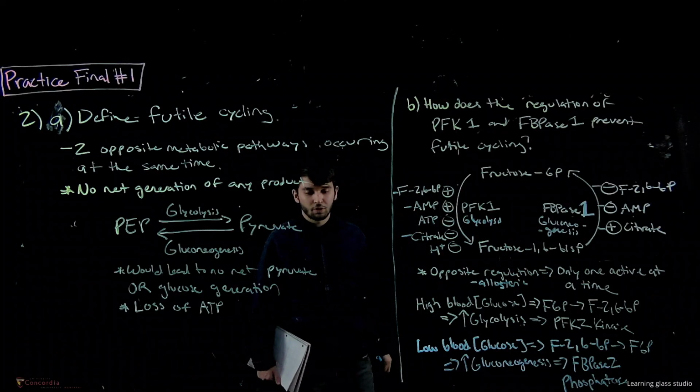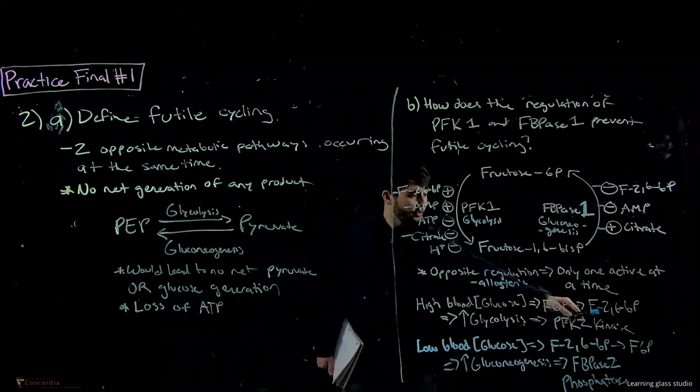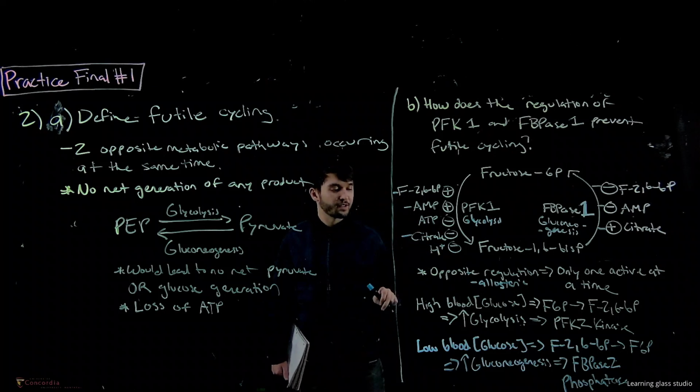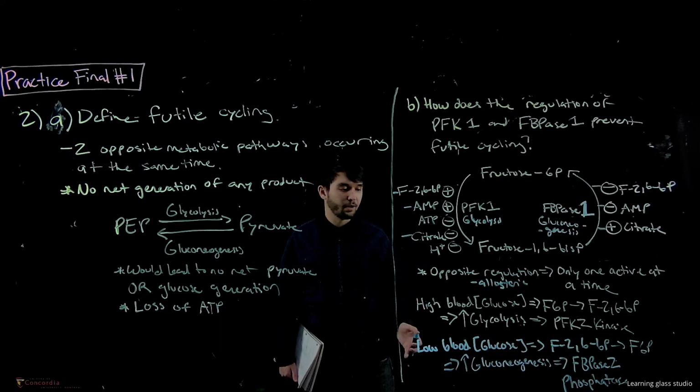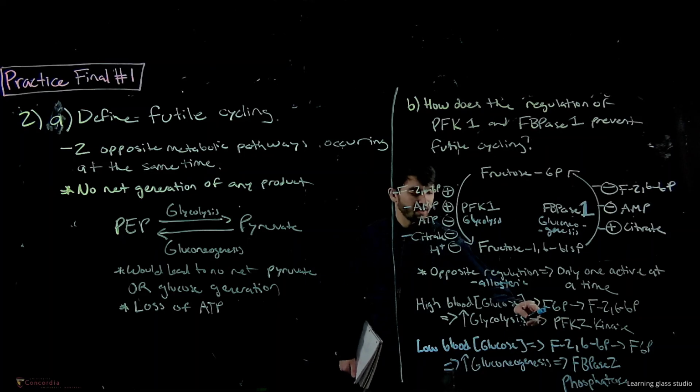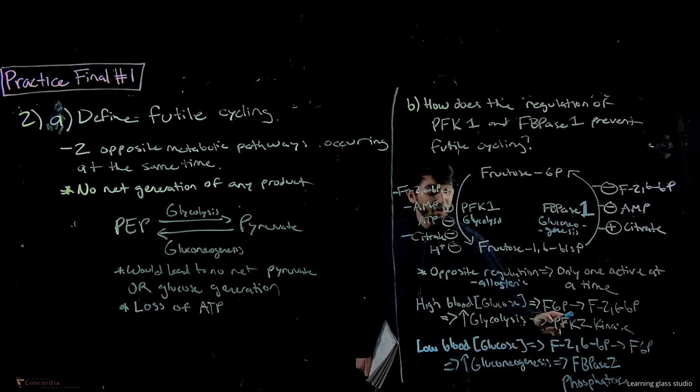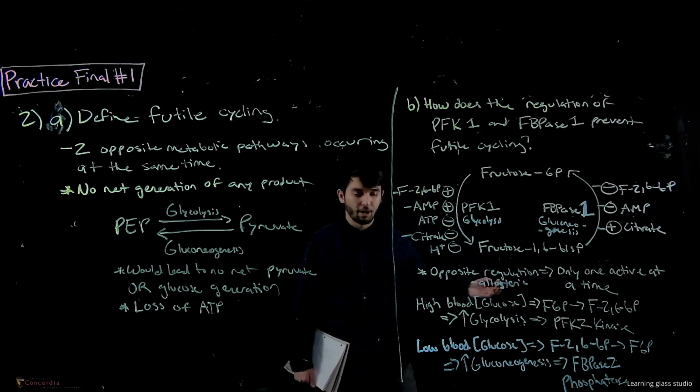Okay, so if we have a lot of fructose 2,6-bisphosphate, that activates glycolysis. So we want that. If we have a lot of glucose, you want to get rid of that glucose, so you activate glycolysis through this mechanism. And the enzyme that converts fructose 6-phosphate into fructose 2,6-bisphosphate is phosphofructokinase 2, which is a kinase, right?